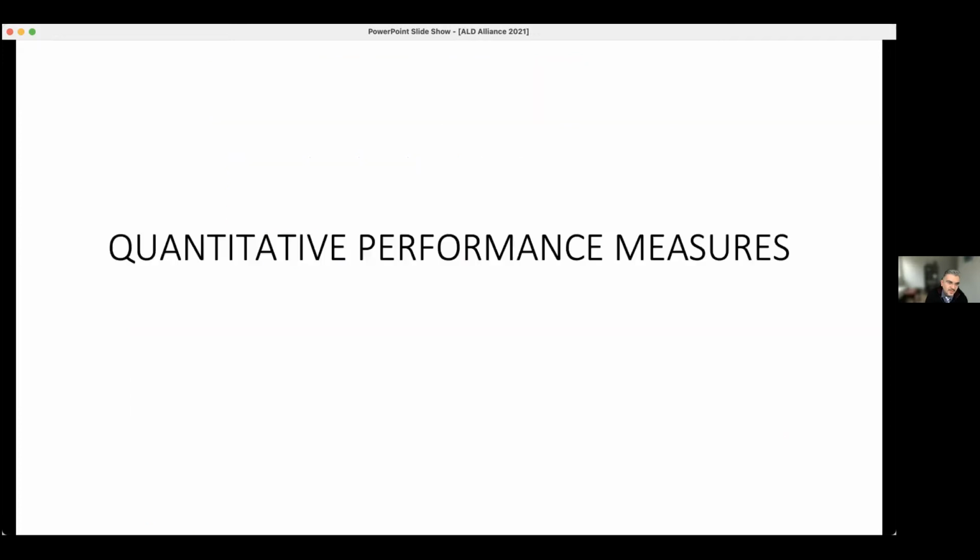And so we have really, over the last 20 years or so within our group at the Kennedy Krieger, focused on trying to figure out quantitative measures of outcome.